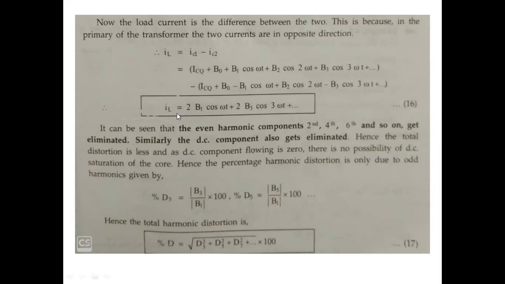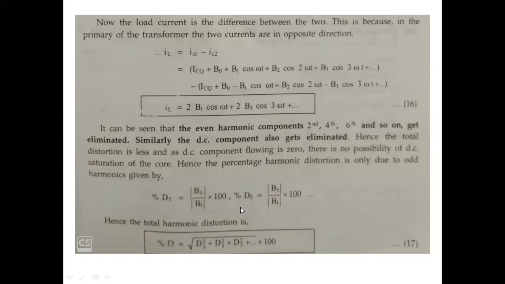Because of this situation, the efficiency also increases. That's why the efficiency of class B is 78.5%. So compared to class A, we can get higher efficiency. Coming to the distortion, to find the distortion due to the third harmonic component, that is because of 3 omega, the distortion is D3 = |B3/B1| x 100. Similarly, due to the fifth harmonic component, that is 5 omega, the distortion is D5 = |B5/B1| x 100, and so on.